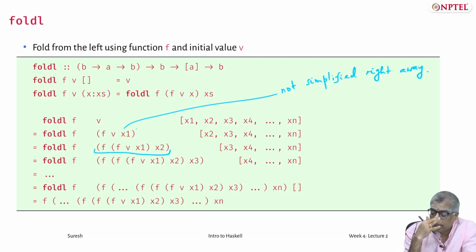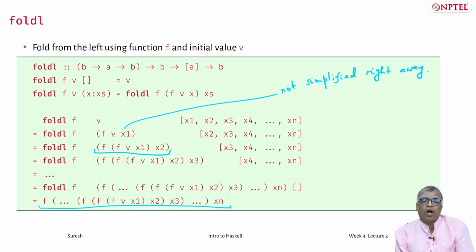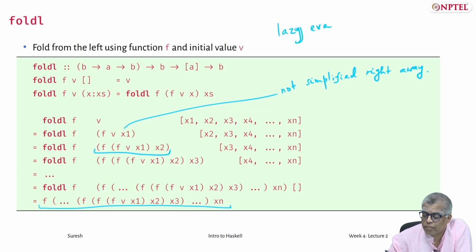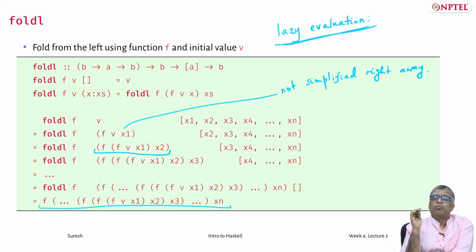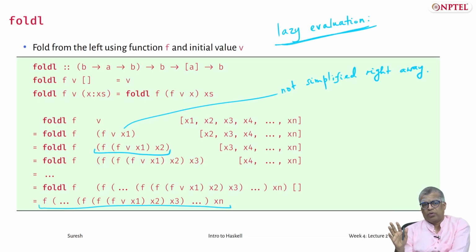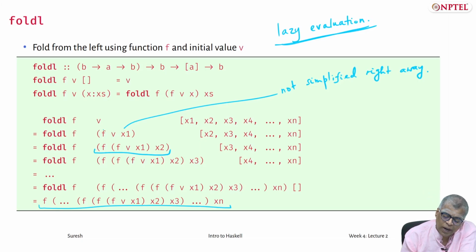So Haskell will keep carrying huge expressions like this around, and only then will it start simplifying. This is a result of what is called lazy evaluation, used by Haskell. Lazy evaluation means that you do some work only if it is needed. So I can apply the definition of foldl without simplifying this expression.